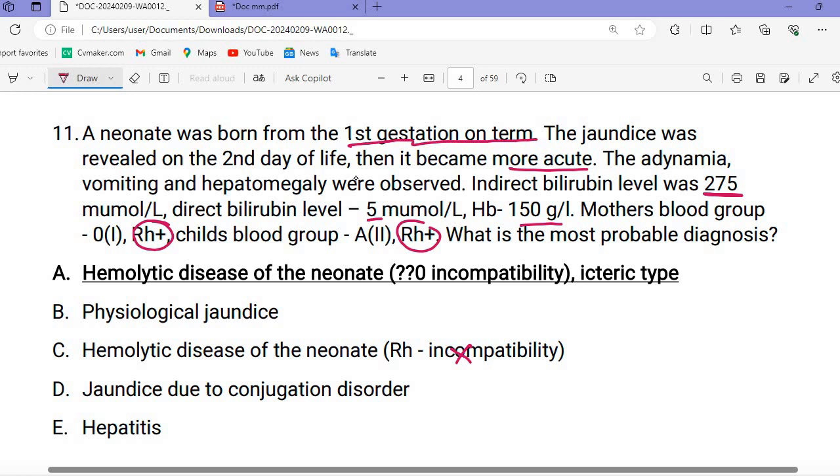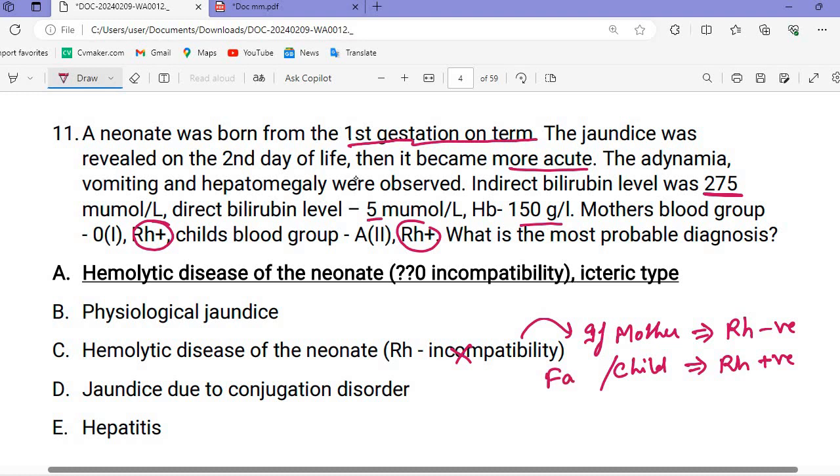Whenever there is Rh incompatibility, the mother is Rh negative and the child is Rh positive, because from the father, who is Rh positive, one positive gene will go to the child and it becomes Rh positive. So in that case Rh incompatibility is possible. Here the condition is that the mother's blood group is given as O and the child's blood group is given as A.